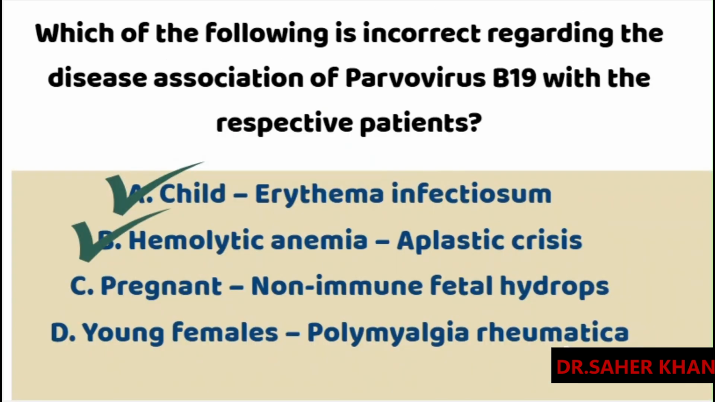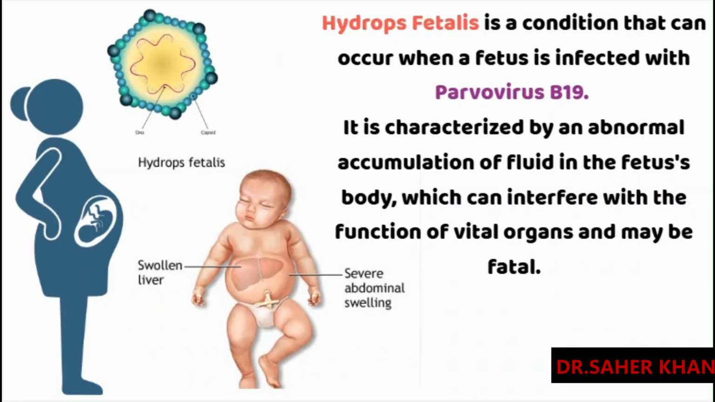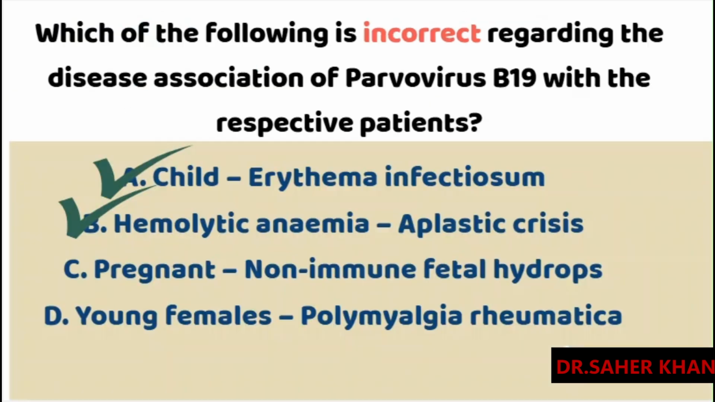Now let's look at the third option, pregnant, non-immune, fetal hydrops. It is also caused by parvovirus B19. If a pregnant woman gets infected with parvovirus and she is not immune, the virus can infect the baby and cause severe anemia, heart failure, and accumulation of fluid in the fetus, leading to fetal hydrops. And this is a very well known complication of parvovirus B19 in pregnancy. So again, this is related to parvovirus.